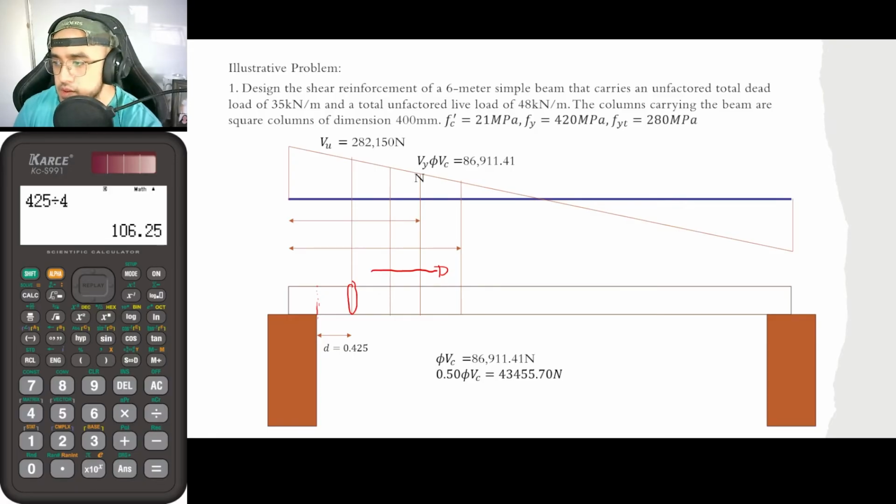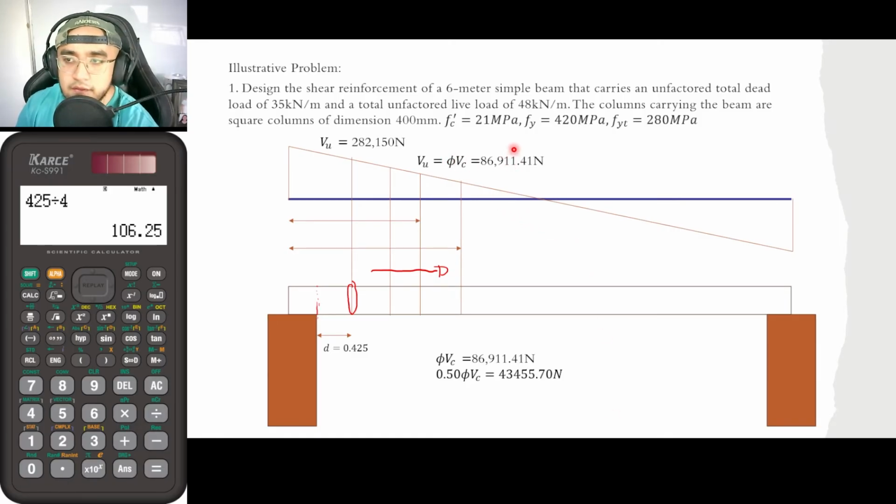So that is not VY. So VU is equal to PVC. From there, VU is equal to PVC. Let me just rearrange that. So VU is equal to PVC.